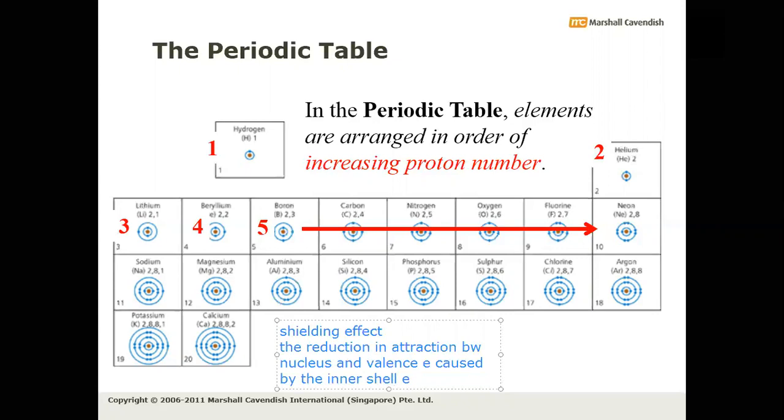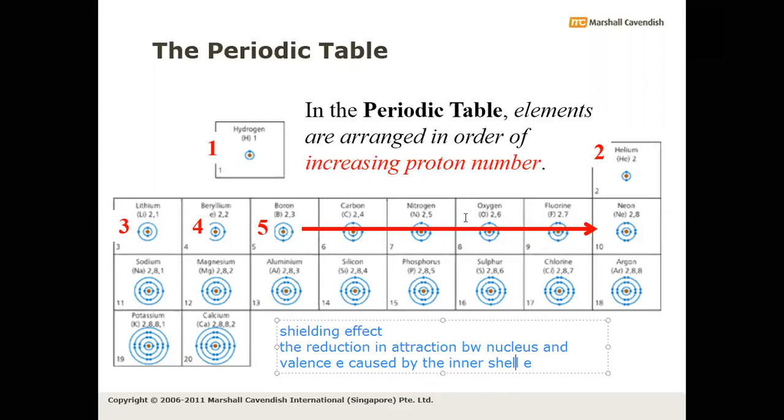So this shielding effect is a new concept. इसकी definition अभी आपको मैंने लिख के दी है ये. It is the reduction in interaction between the nucleus and valence electrons caused by the inner shell electrons. So greater the number of electrons in the inner shells, greater the number of inner shells, greater the shielding effect, and greater the shielding effect, lesser the attraction, and lesser the attraction, larger the radius.